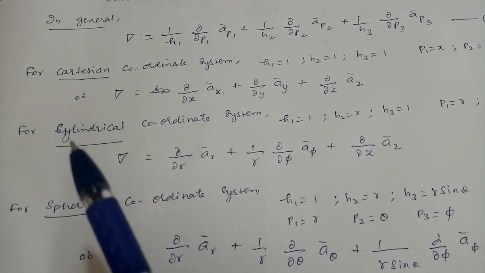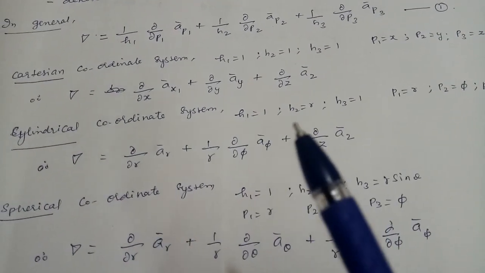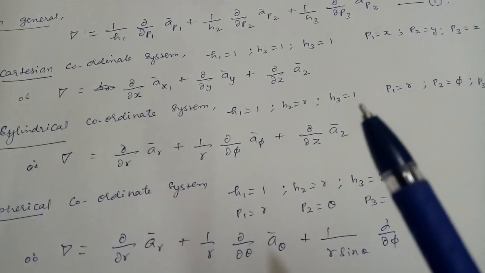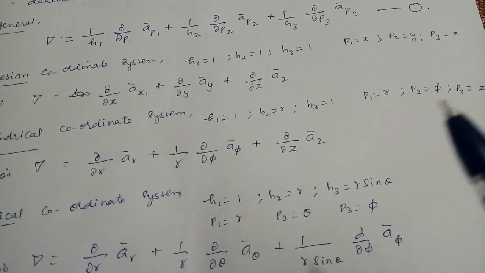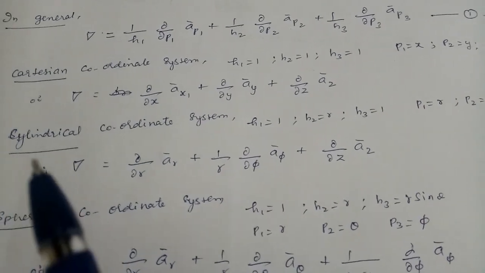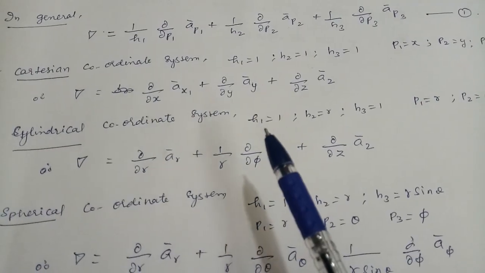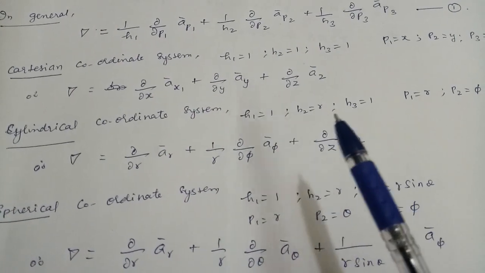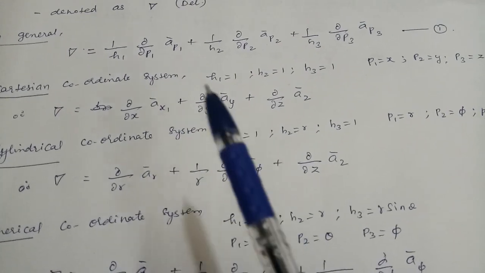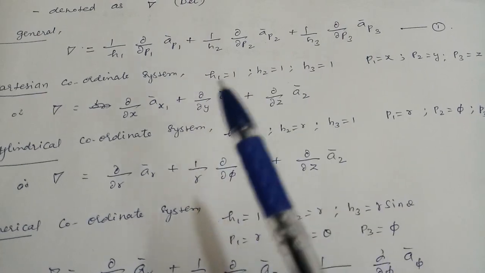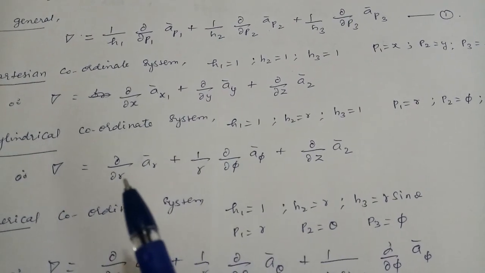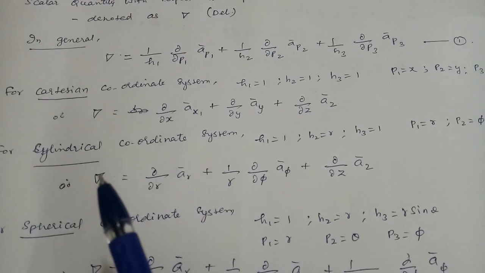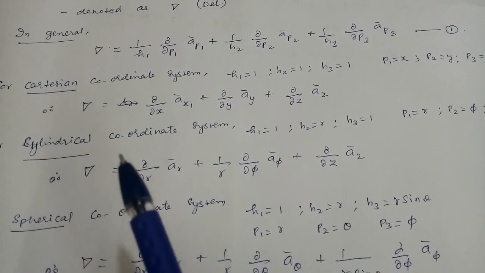Similarly, for the cylindrical system, h1 value is 1, h2 is r, h3 is 1, and p1, p2, p3 are r, phi, z. So substituting these h1, h2, h3 values and p1, p2, p3 values in equation 1, you have the del operator values. This is the gradient of the cylindrical coordinate system.